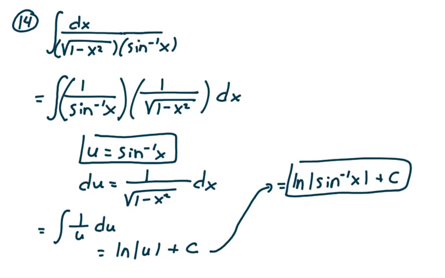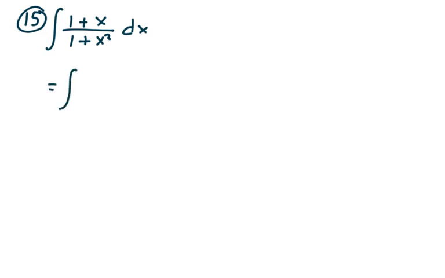Let's take a look at 15. So on problem 15, we have 1 plus x divided by 1 plus x squared dx. Now, the way I'm going to attack this problem is I'm going to split this fraction. So, in other words, I'm going to write this as 1 over 1 plus x squared plus x over 1 plus x squared dx.